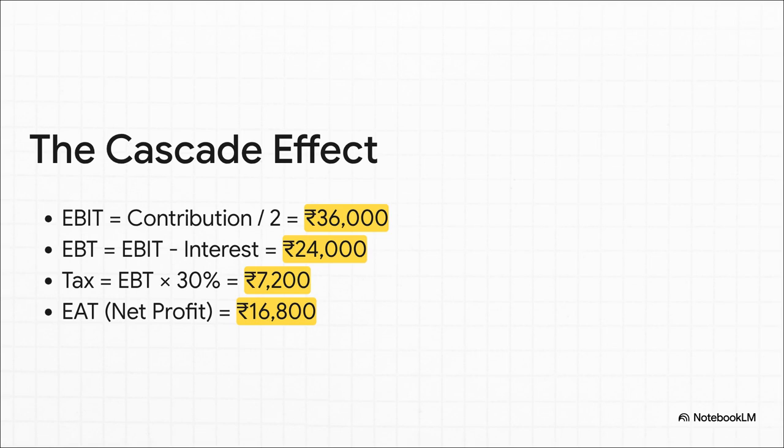Easy. Now subtract the interest we were given, 12,000, and you get an EBT of 24,000. Apply the 30% tax rate to that, which is 7,200. And that leaves us with our final earnings after tax, our net profit of 16,800 rupees. See? It's like a waterfall.